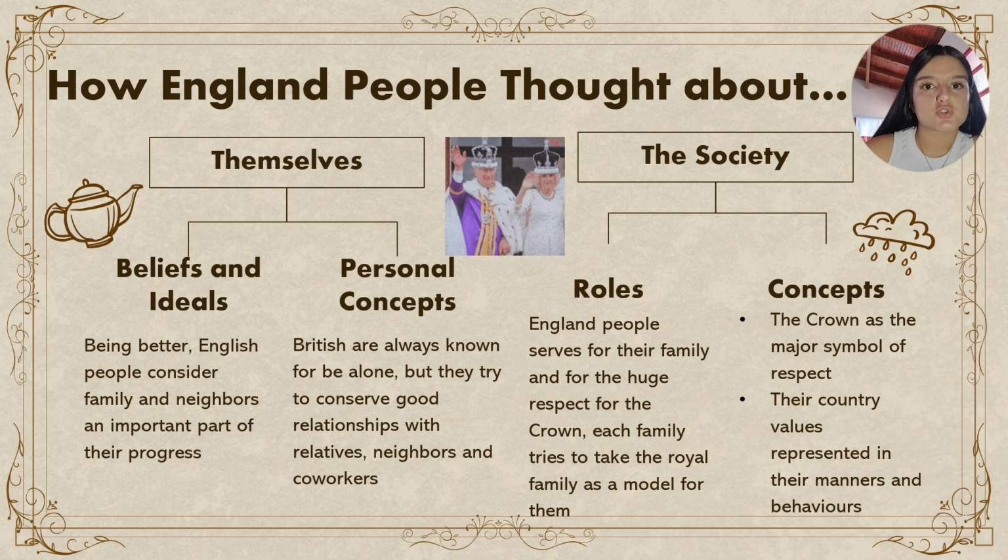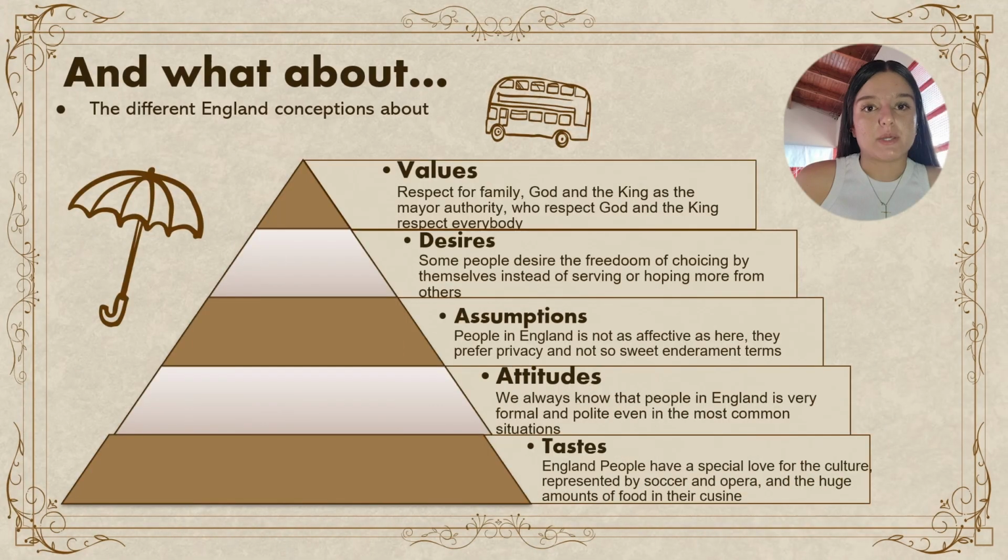Each family tries to take the royal family as a model for them. Concepts. The crown as the major symbol of respect, their country values represented in their manners and behaviors. And what about values? Respect for family, God, and the king as the major authority. Who respects God and the king respects everybody.